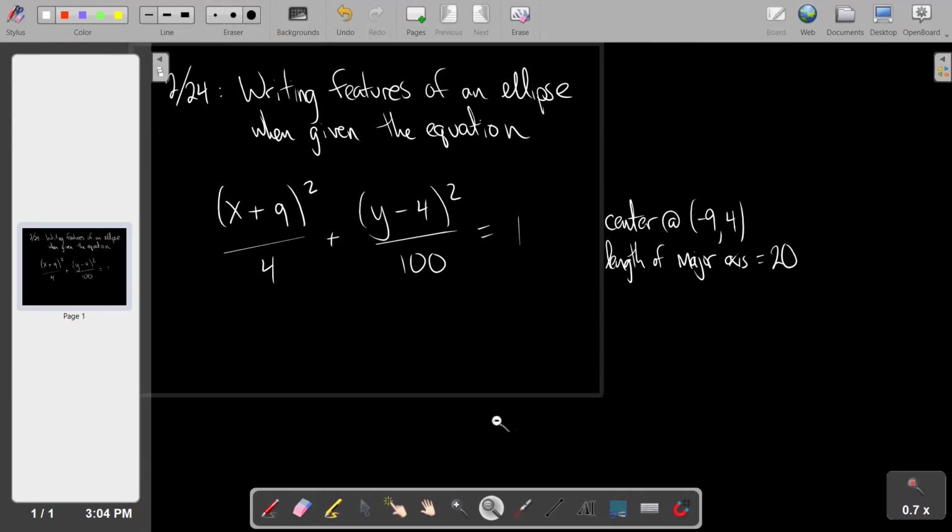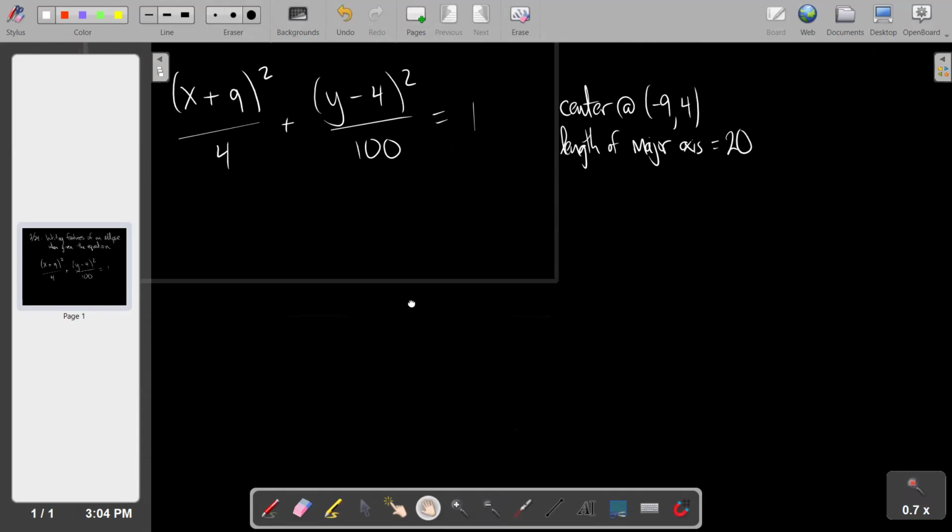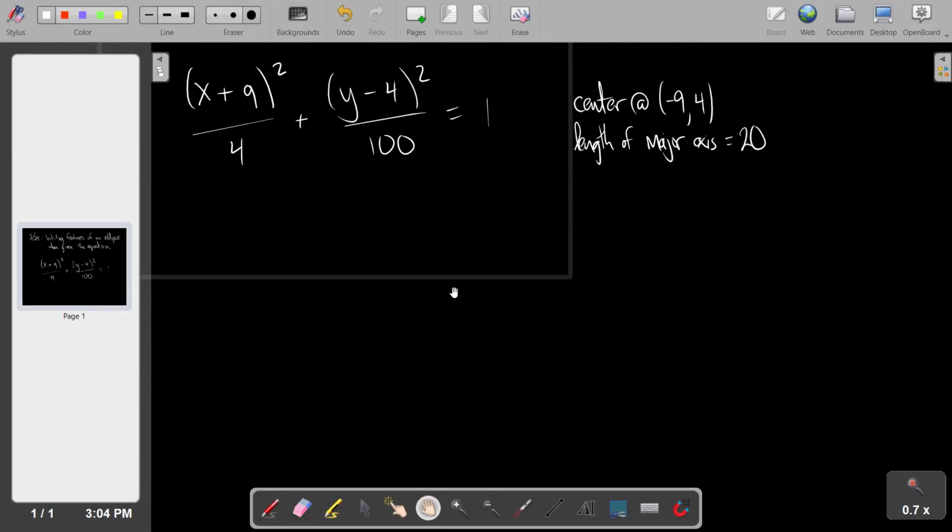Okay, let me zoom out a little bit so I can fit a little bit more on my screen. I like that. But can you see that? Yeah. You can read that okay, good.